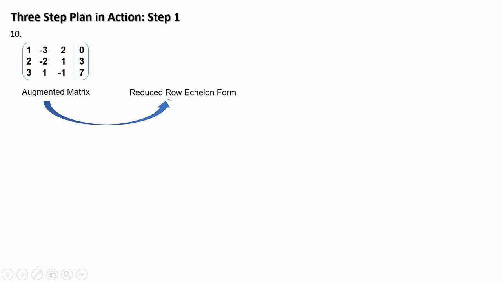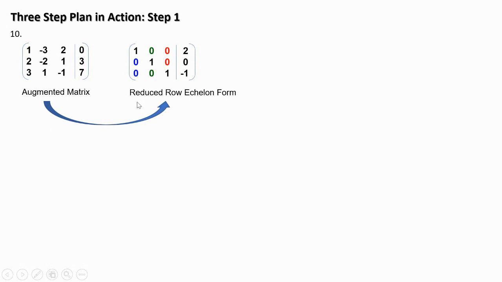Okay, now, this is number 10. Let's put the 3-step plan in action. Okay, here we go. So this is row 1, row 2, row 3. This is our augmented matrix. So if you happen to put it in the calculator, this is what you will get. I always tell my students, I show them how to use a calculator, and then I show them, but you have to show the work.